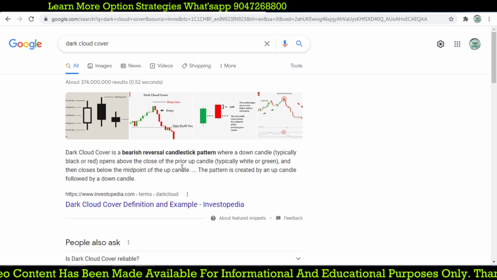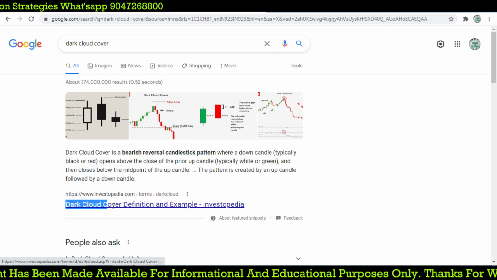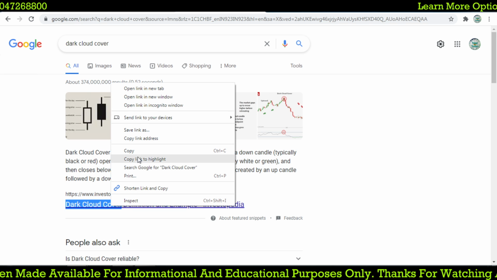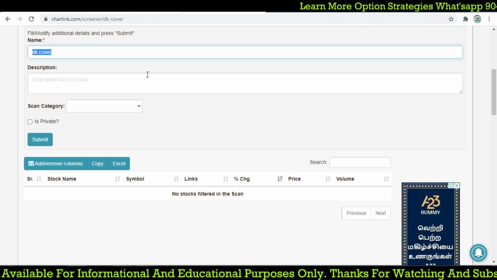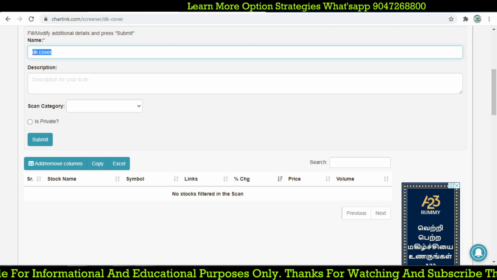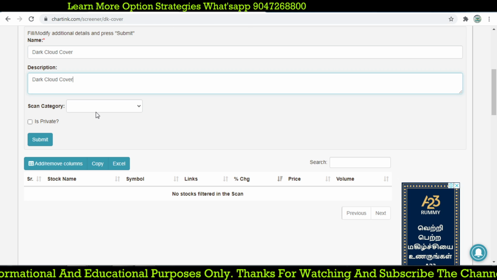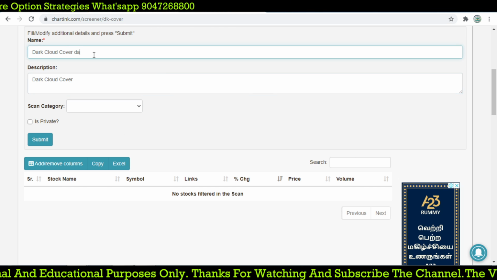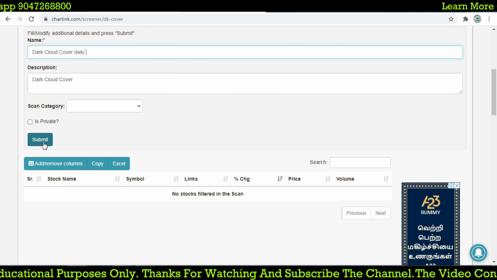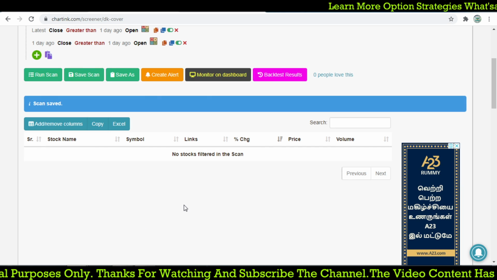Dark cloud cover pattern. We'll code it for that. And if you want to check, you can Google it and know about that candlestick pattern, dark cloud cover on daily. So now I'm going to submit it right now. So now it is submitted.